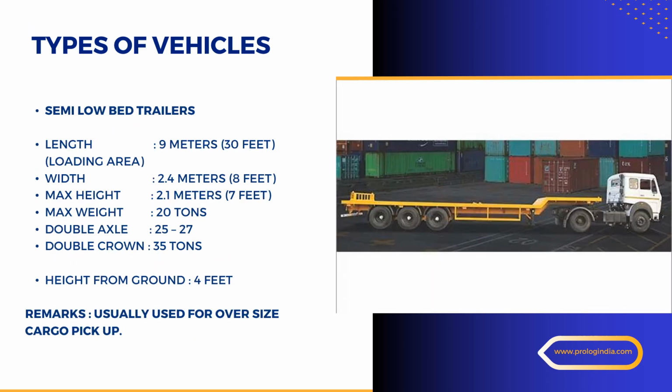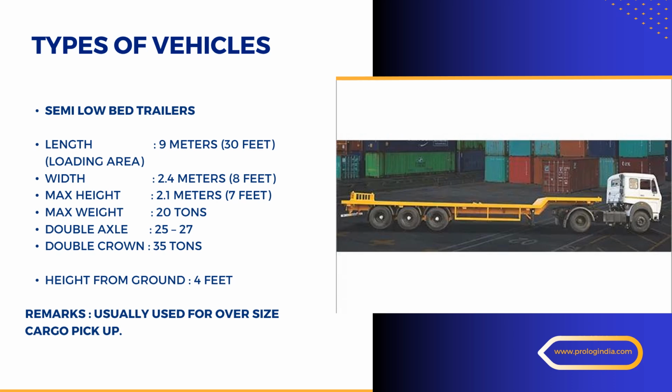The next type of vehicles are the semi-low bed trailers. As the name suggests, these are slightly lower in height, closer to the ground. The length of the loading area on these vehicles is around 9 meters, around 30 feet. Width is 2.4 meters, that is 8 feet. And maximum height for cargo, of course, is 2.1 meters, the maximum for general cargos.